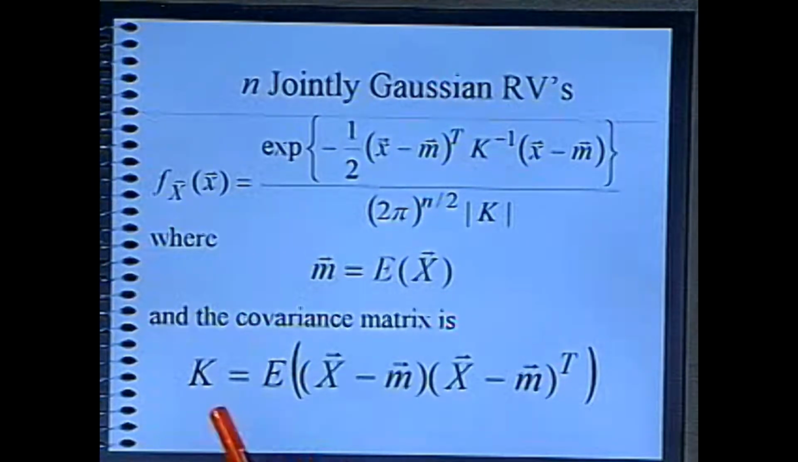So, this is wrong. This should be a y right here. This should be the expected value of, no, this is right. Never mind. This is right. This is totally correct. This is totally correct.